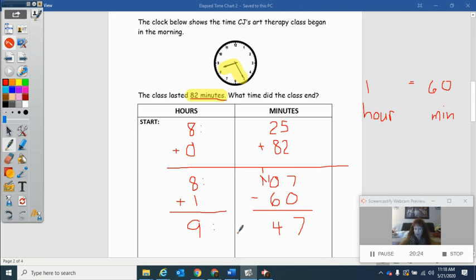So the time that the class ended, the question says, what time did the class end? The class ended at 9:47.